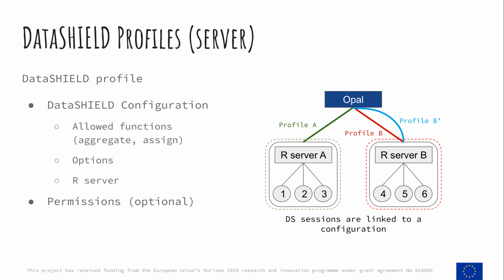And now, when you create a DataSHIELD session, you need to decide in what side it will go, either in the profile A or profile B or profile B prime. So it will affect where the DataSHIELD session will live, R server A or R server B.